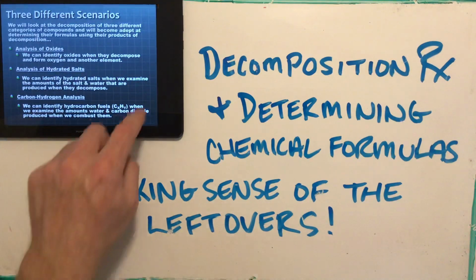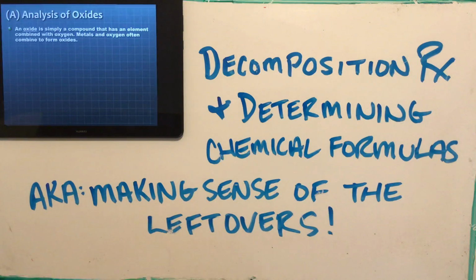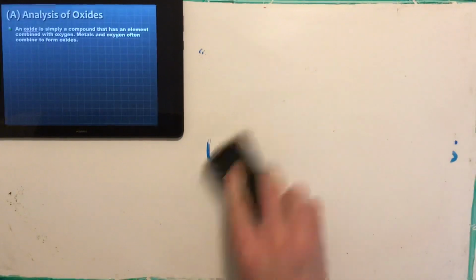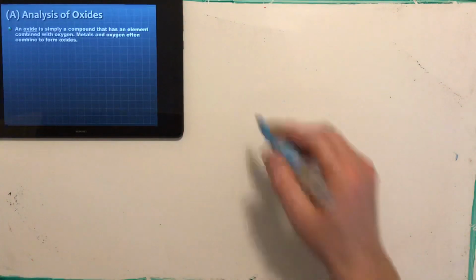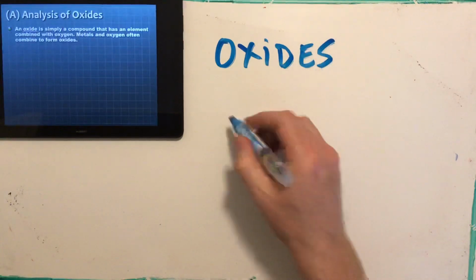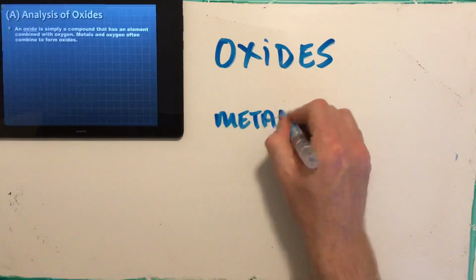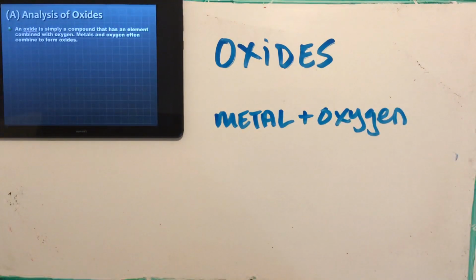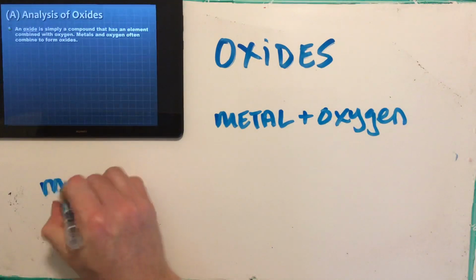All right? So, analysis of oxides. Now, if you remember, I'm just going to quickly erase our board here. An oxide is simply any element with oxygen in a compound. Now the ones that we're going to be using today, when we look at oxides, it's going to be a metal and oxygen together in a compound. All right, so when that breaks down, we'll have our metal oxide.